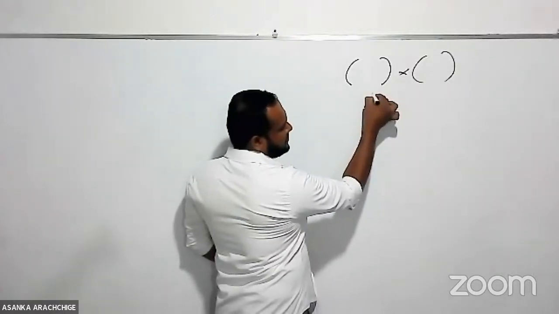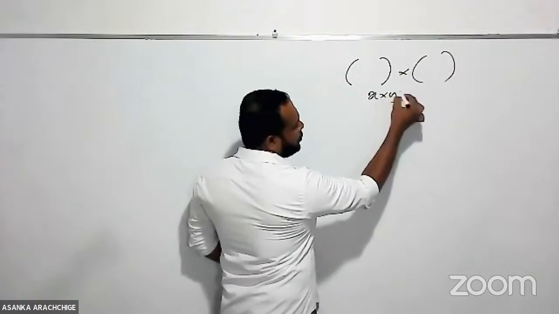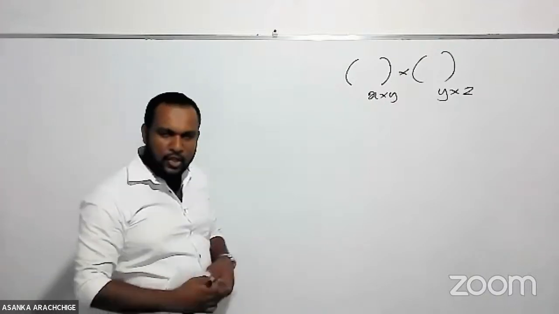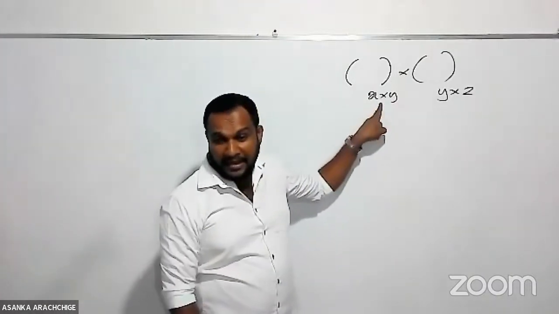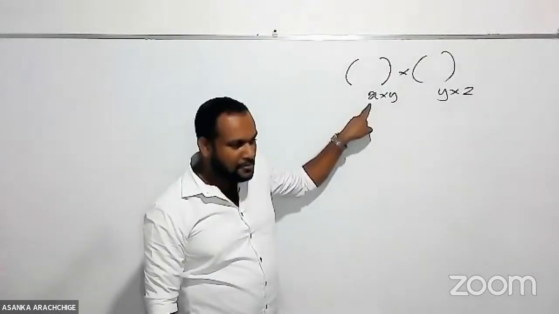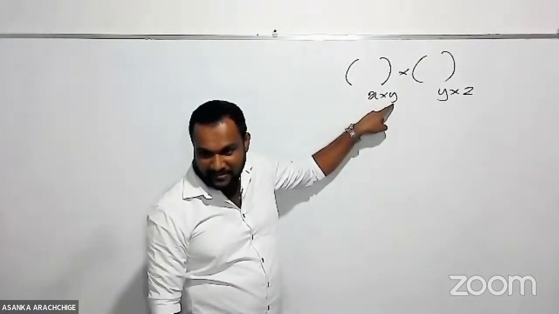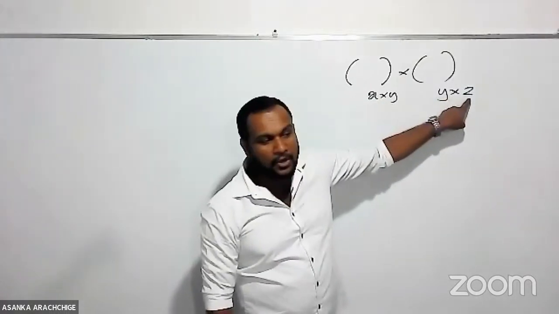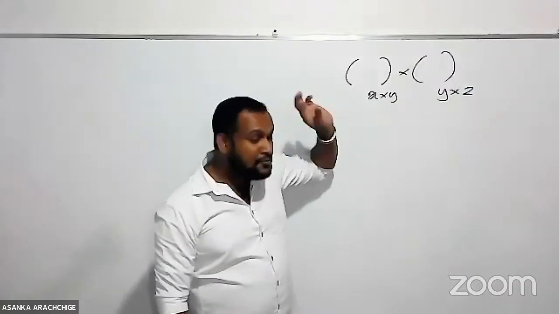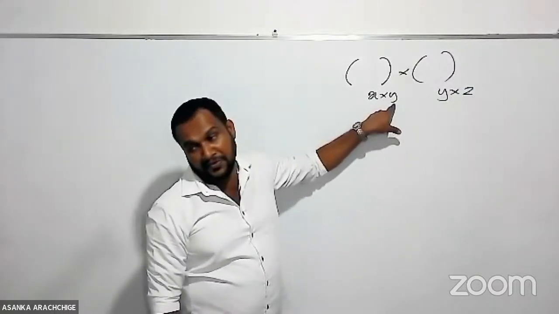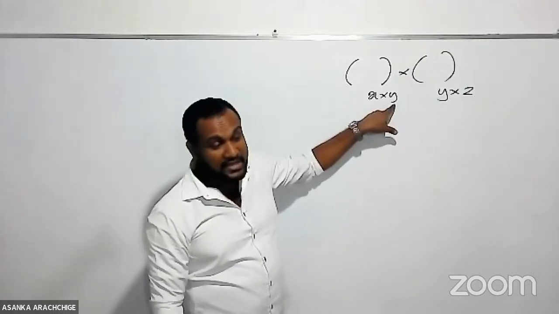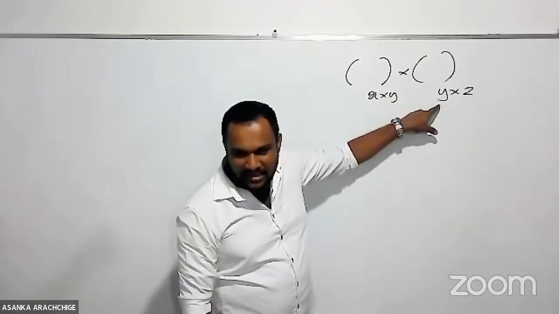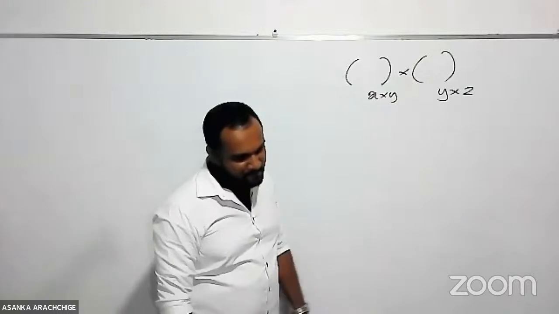it must be like this. Look, x into y, this must be y into z. This is called the order of the matrix: number of rows times number of columns. The number of columns the first matrix has must be equal to the number of rows the second matrix has. Otherwise, we can't multiply.